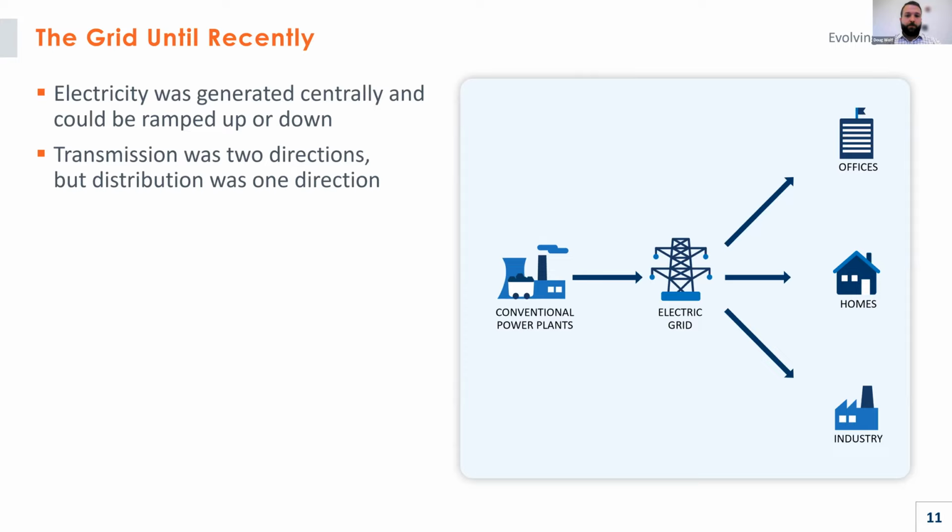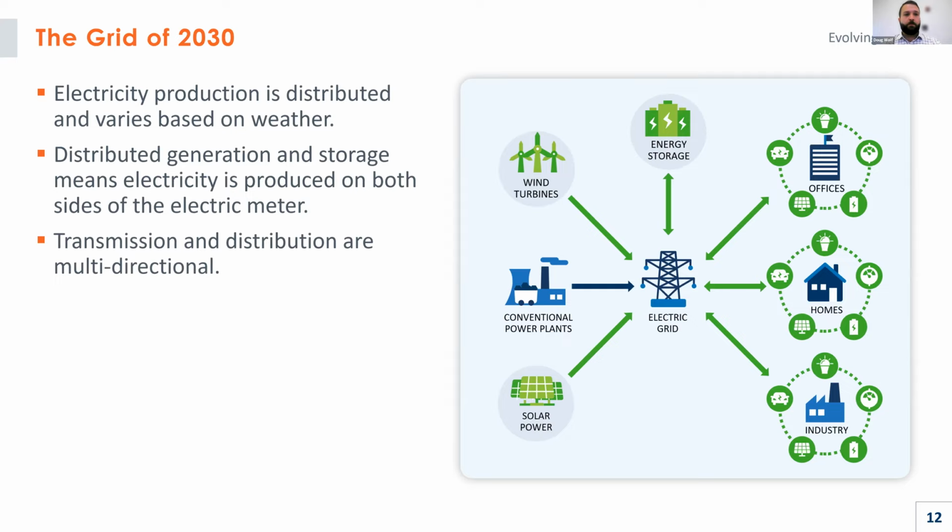But with the dramatic drop in price of wind, solar, storage, and the electrification of heating systems and transportation, that dynamic on the grid is changing. The grid of 2030 is going to be a lot different than the grid we've had the last 100 years. Electricity production is increasingly distributed, and with variable renewable generation, it's going to vary based on the weather. Today, it's cheaper to build new wind and solar energy than to pay for even just the fuel of existing coal or natural gas power plants in a lot of instances. And additionally, distributed generation and storage means that now electricity is flowing in multiple directions throughout the grid.